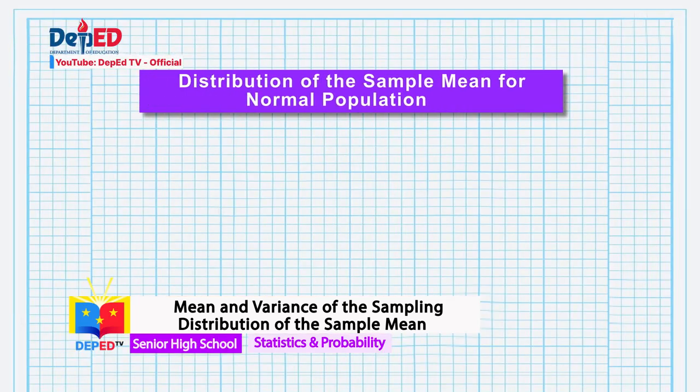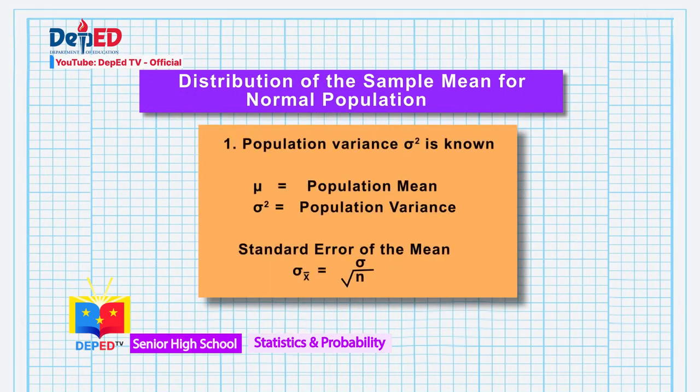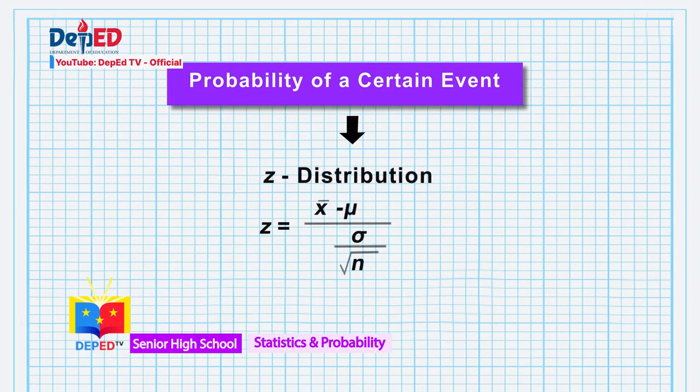In the distribution of the sample mean for a normal population, there are two situations. First, when the population variance is known. The population has a mean and variance, the distribution of the sample mean is normal, and the standard error of the mean is given, where sigma is the population standard deviation and n is the sample size. To determine the probability of a certain event, we can use the z distribution by transforming the mean of the sample data to an approximately normal variable z using the given relation. The distribution is best applied for large sample sizes.